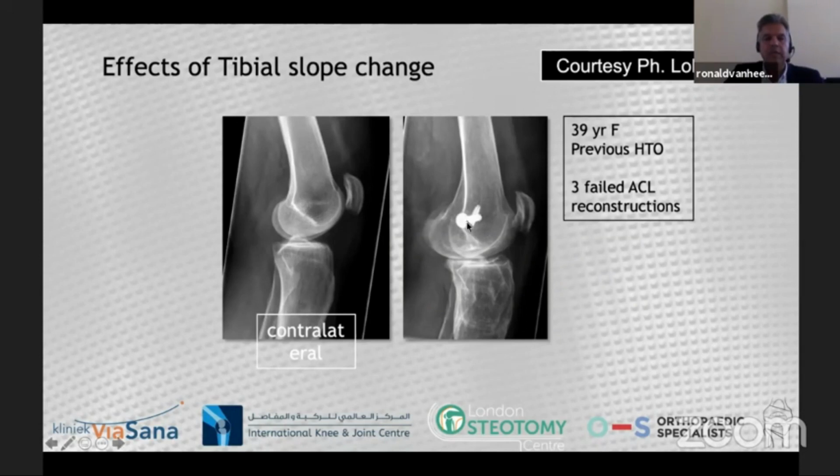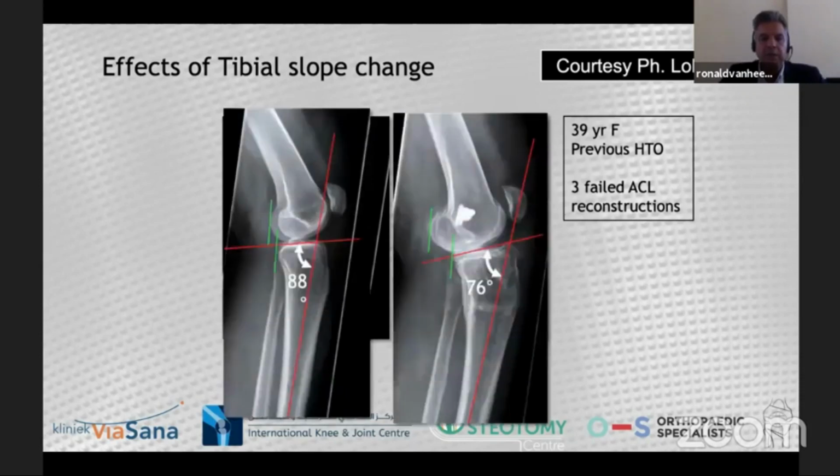This is not only one ACL reconstruction. This patient had 3 failed ACL reconstructions. And in one, as I was told by Philip, she didn't even succeed in her 6 months rehabilitation after the previous ACL reconstruction. Well, that's a disaster. What was the case? Look at this.